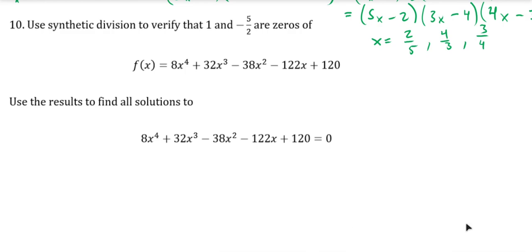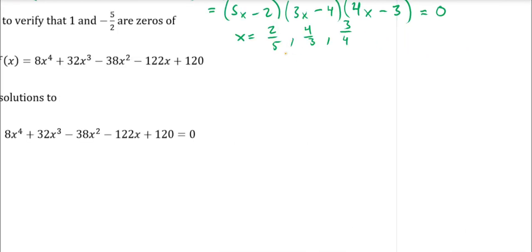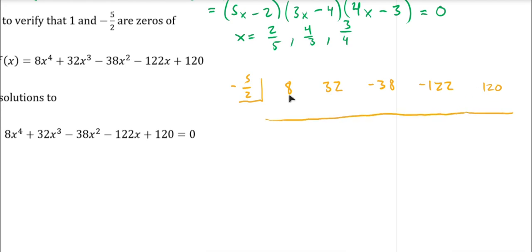First, we want to take these coefficients. We have 8, 32, negative 38, negative 122, and 120. Let's put negative 5 halves into the quotient box here. Let's drop the first term down, giving me an 8. Dividing by 2 would give me 4, and multiplying that by negative 5 would give me minus 20. Taking this sum, we would get 12.